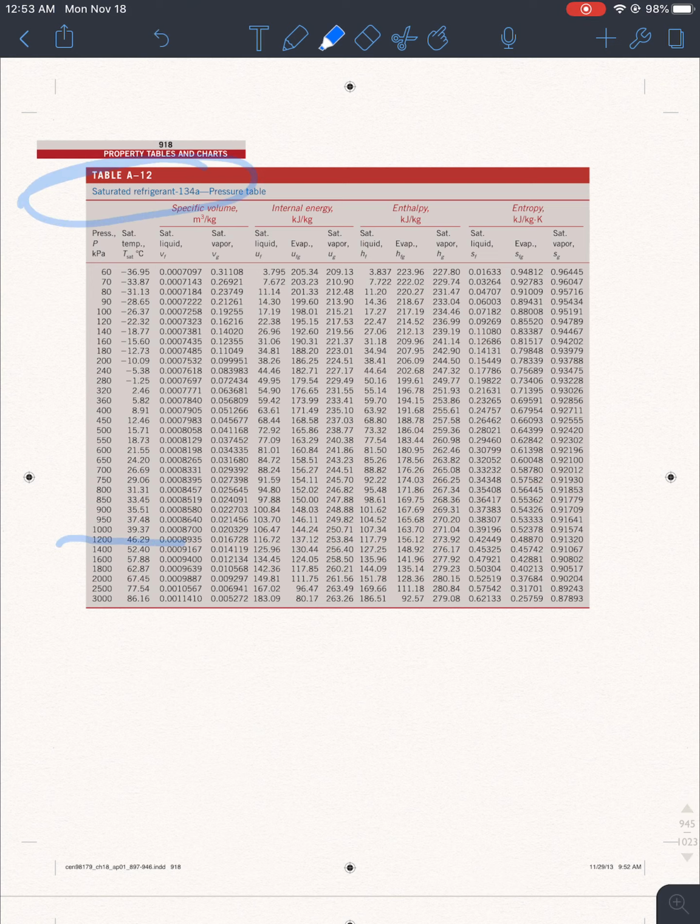Here we are. We're not superheated refrigerant. Where are we? Saturated refrigerant. Pressure. So this is a pressure table. Do we want a pressure table? No, I think we want a temperature table. Yeah, I'm pretty sure that's what we want. Okay, yeah, I think this is it.